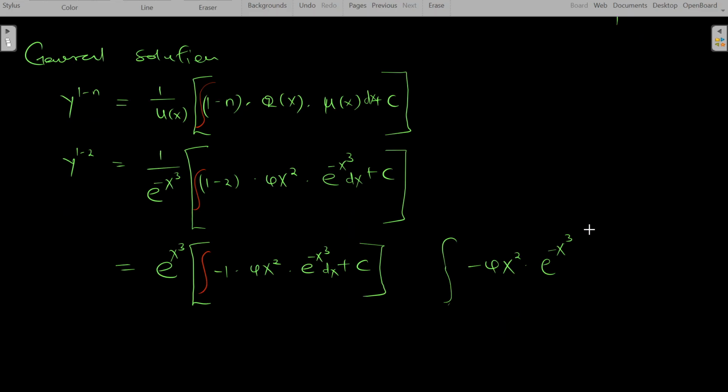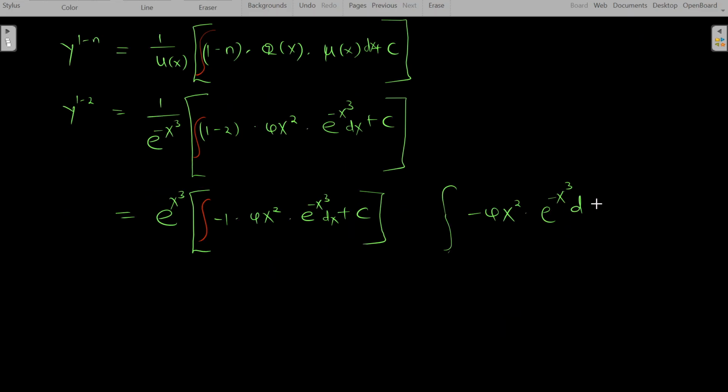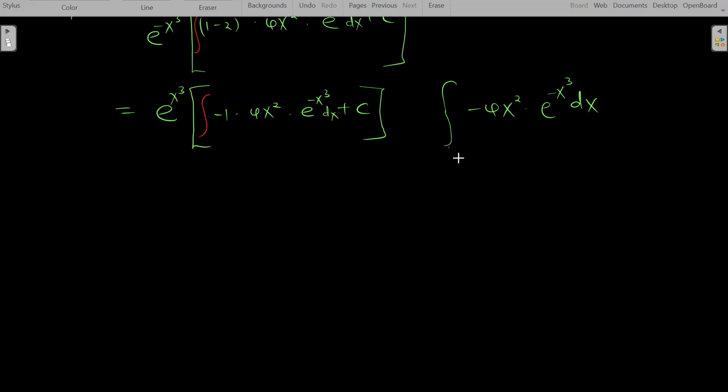Okay, so how will we take this integral? I have two steps, number one and number two. Number one step, we can use substitution.